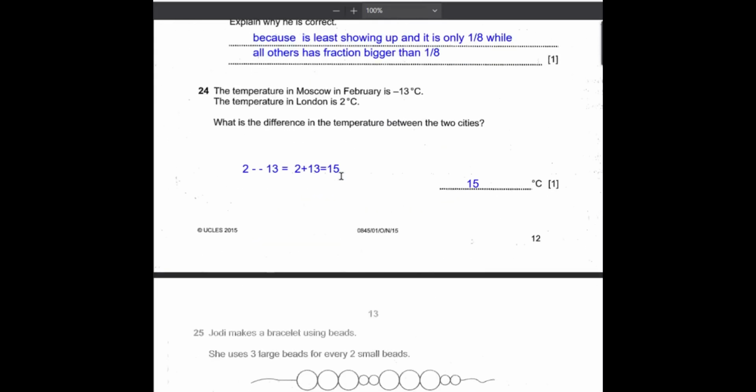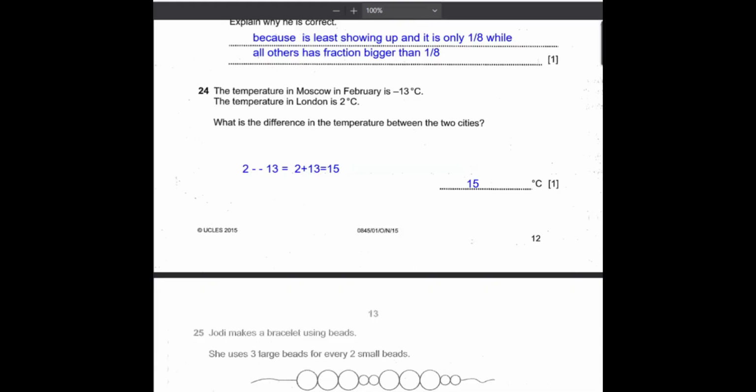Number 24, the temperature in Morocco in February is negative 13 Celsius. The temperature in London is 2 Celsius. What is the difference in temperature between the two cities? Any time the question is about the difference, you just need to do the big number minus the smallest number. And we know 2 is bigger than negative 13. That means 2 minus negative 13. When you have a double negative, you make it positive, so it will be 2 plus 13, and that will make it 15.